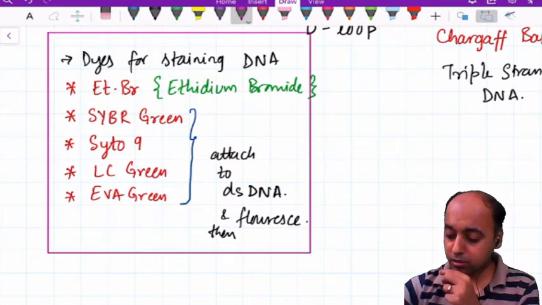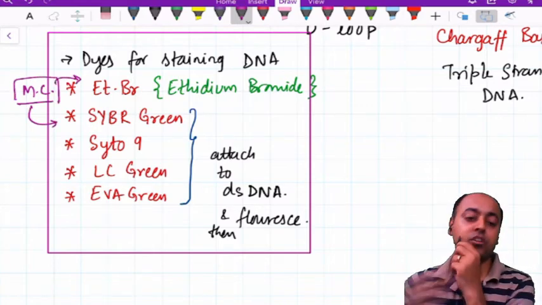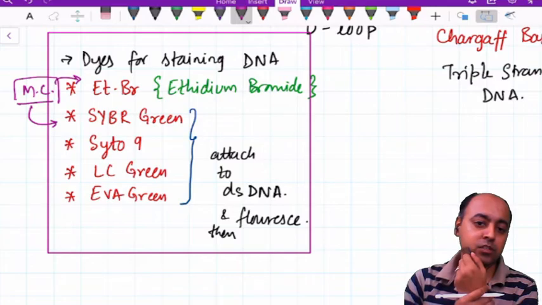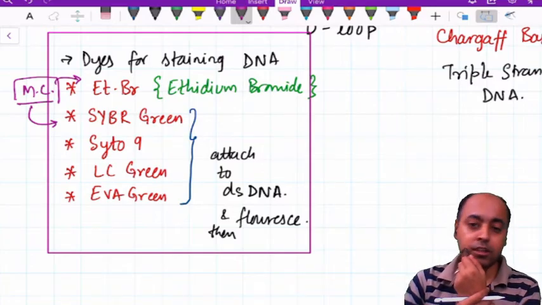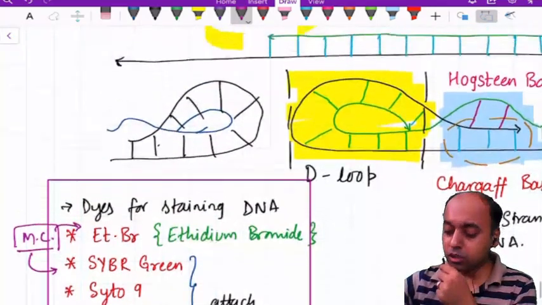Most commonly used was the EtBr, but now we are shifting to SYBR. Previously it was the ethidium bromide, but now we are shifting to the SYBR. Okay, so this was the telomere.